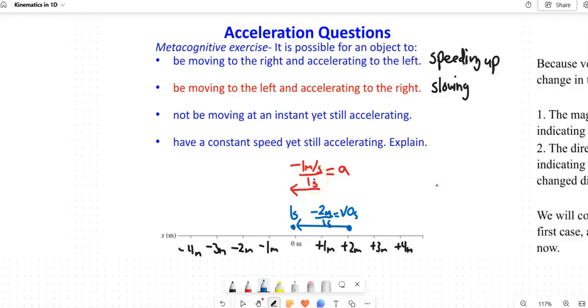Again, think of acceleration right now as a push or a pull. We're going to find out later on when we get to forces, acceleration is a force, but you have to think about the object's mass too.